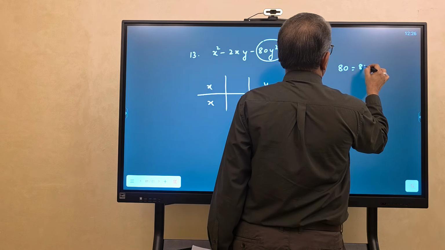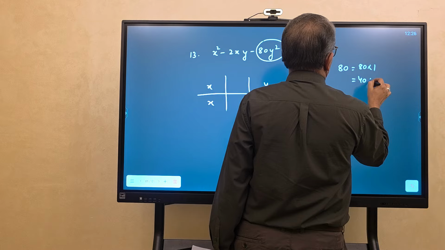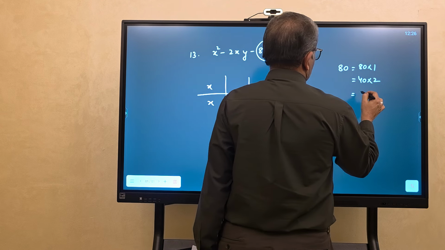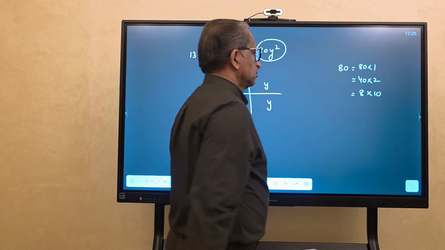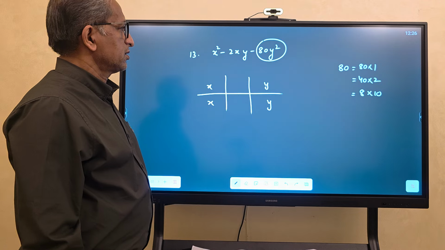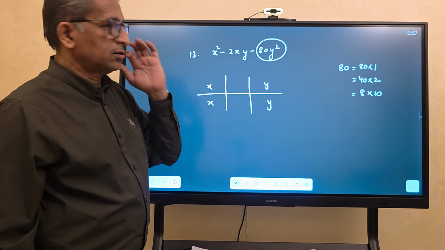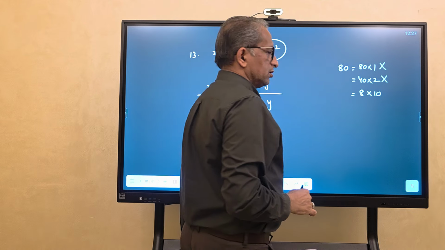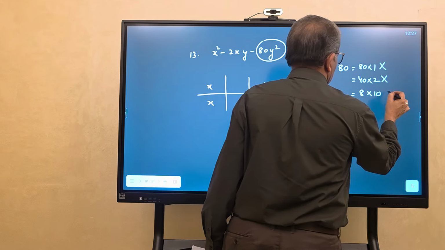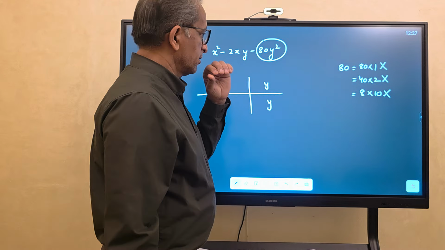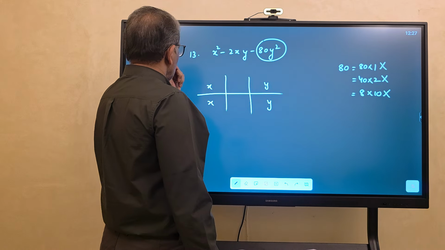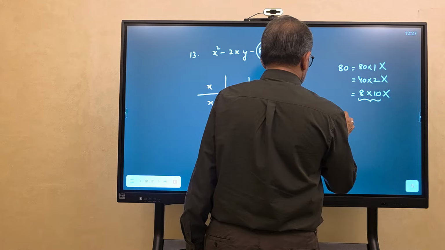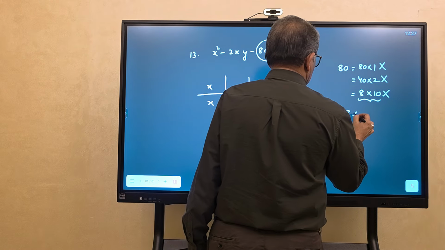It is 80 into 1, then 40 into 2, then 8 into 10. Of course, these are the three factor pairs. So 80 into 1, 8 into 10, 40 into 2. I will reject this because 80 plus 1 is 81. I will reject the second because 40 plus 2 is 42. Then I will also reject this because 8 plus 10 is 18. What I will do, I will change the sign of this. So now for 80, I will write 8 into minus 10.